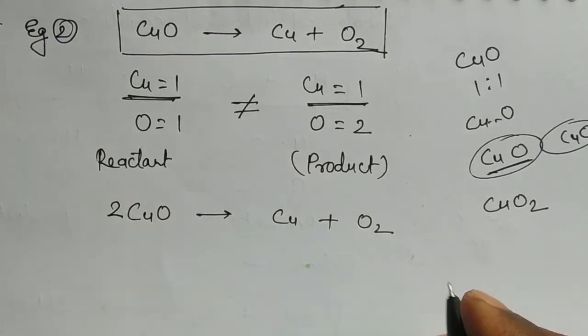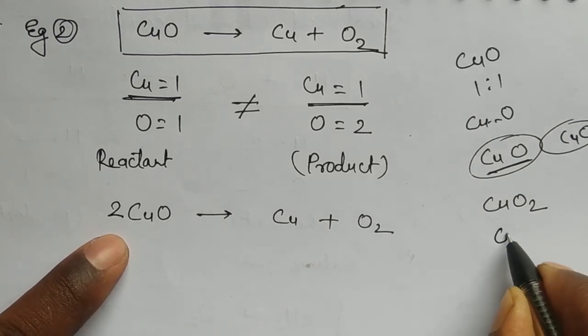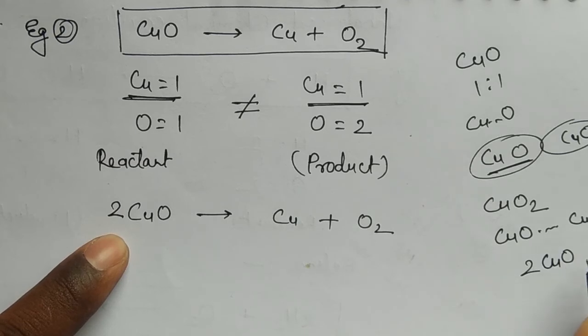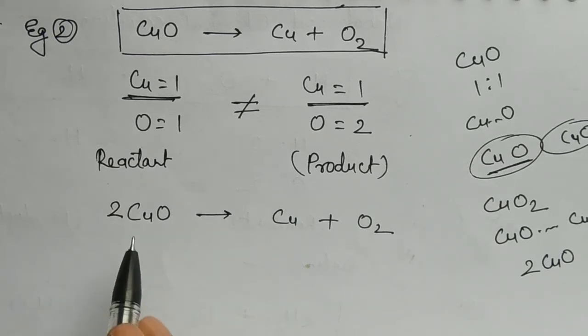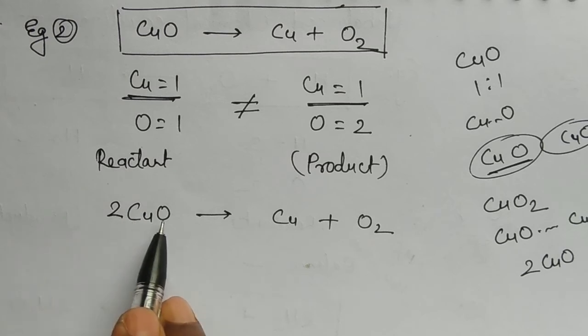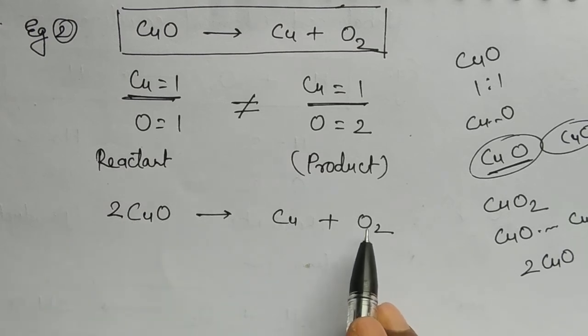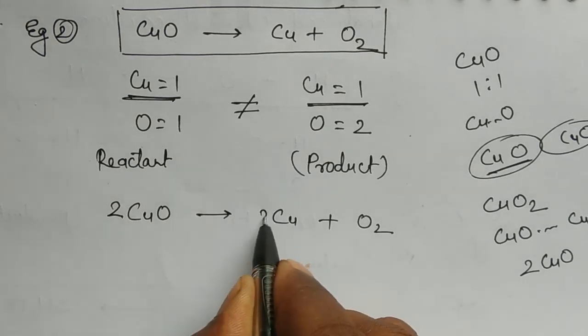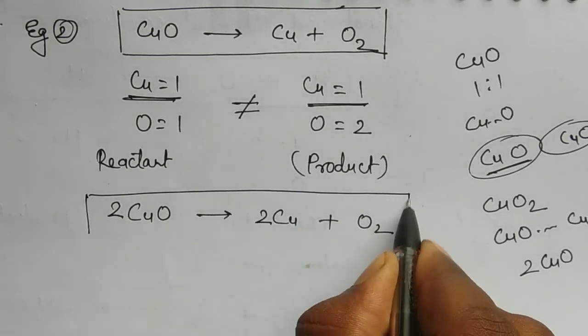Why? Because in this way it shows CuO and CuO, 1 oxygen with 1 copper, second oxygen with second copper. So in this way the formula is 2CuO. Now we have 2 atoms of copper and 2 atoms of oxygen. Here also we have 2 atoms of oxygen, but we have 1 atom of copper, so we have to write 2 here. So now this is your balanced chemical equation.